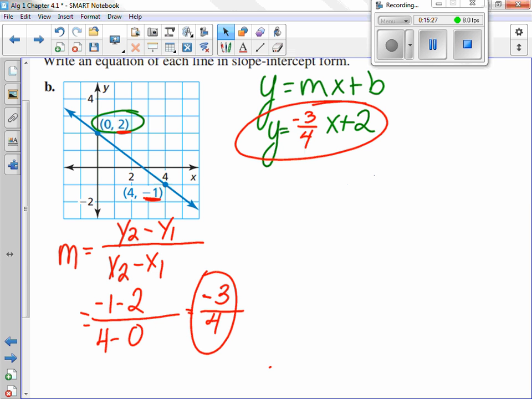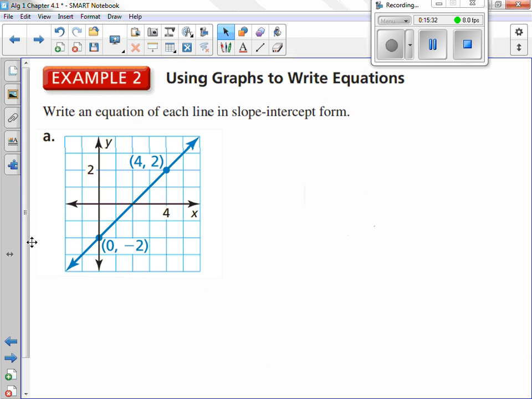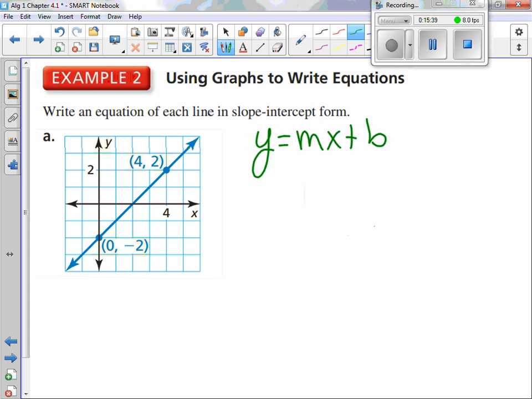Are you ready for the next one? Yes? Let's look at this here. So we're wanting to write this in the form of y equals mx plus b. Well, hey, 0, negative 2. Again, they gave us the y-intercept, didn't they? So what is the y-intercept for this here? Negative 2. So really we could say y equals, we don't know m, but we can say whatever m is, mx minus 2, because we can plug in negative 2 for b.